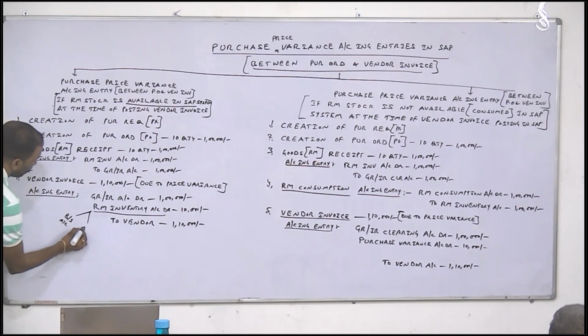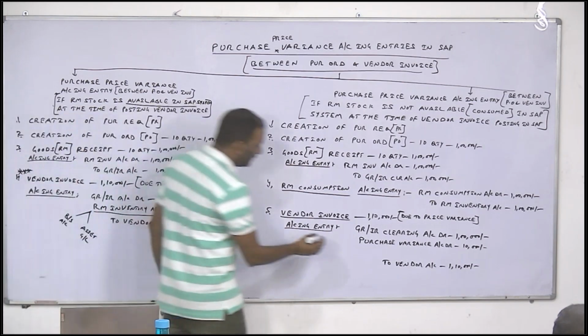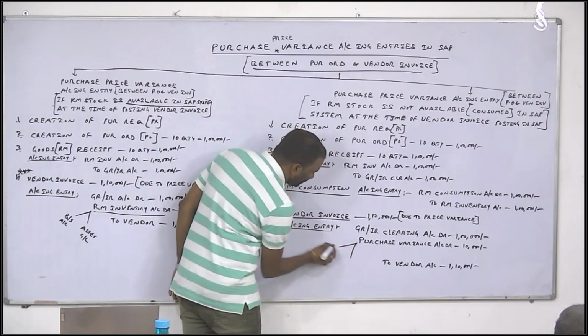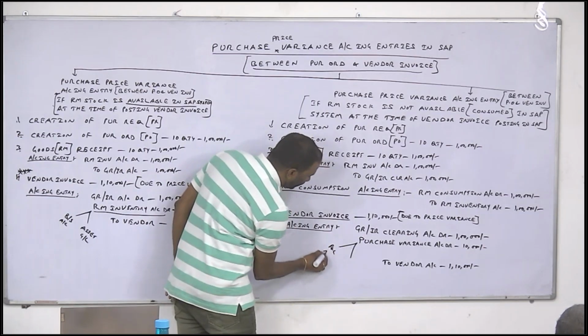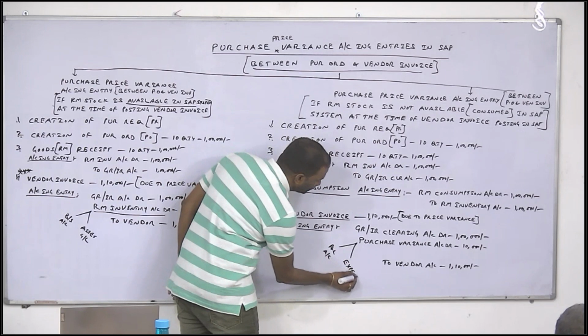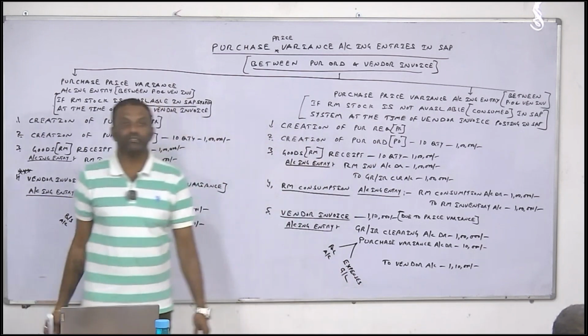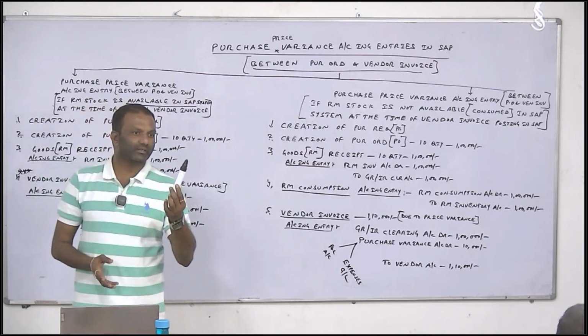This raw material inventory, if you clearly observe, is a balance sheet account or not? And this is an asset, a current asset. Right or wrong? But this purchase variance is a P&L account. And what is the nature? Expenses.